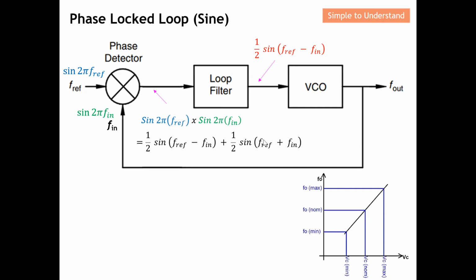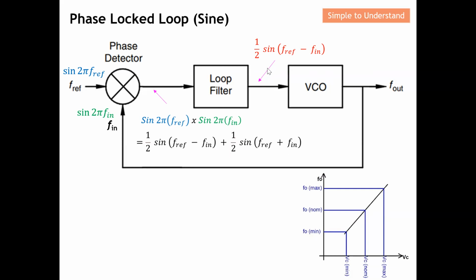You can see that there are actually two frequency components. This one is definitely a much lower frequency as compared to this one. Remember, since this is a low pass filter, this part here will be able to pass through the filter, while the filter will remove this term.